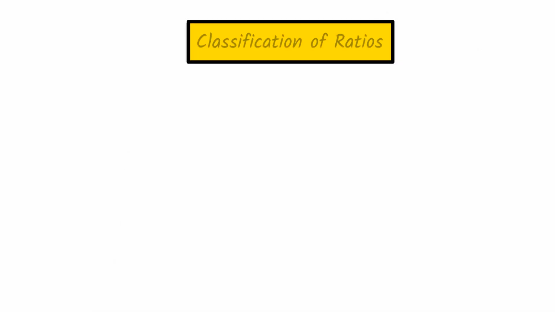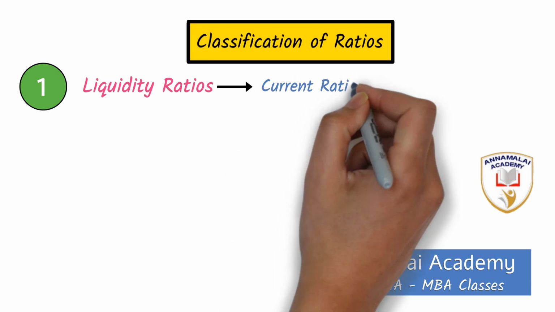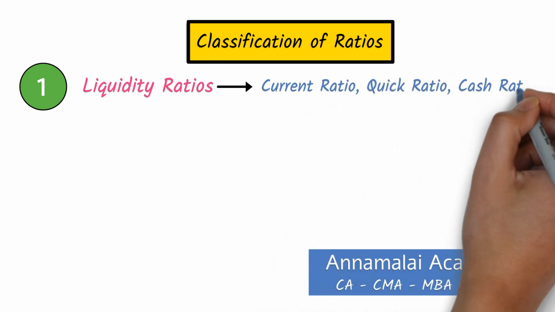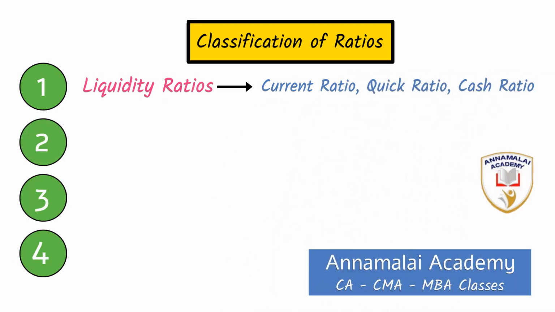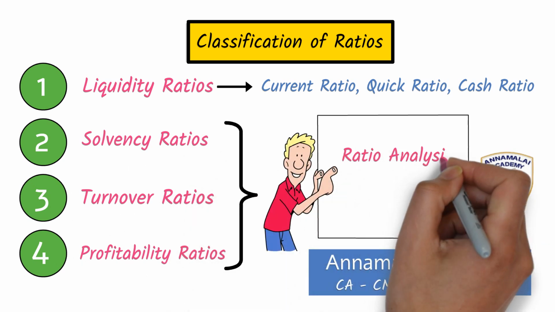So in the classification of ratios, the first category is liquidity ratio. In that, current ratio, quick ratio and cash ratio are some common terms. The next categories are solvency ratio, turnover ratio and profitability ratio, which would be discussed in our ratio analysis part 2.